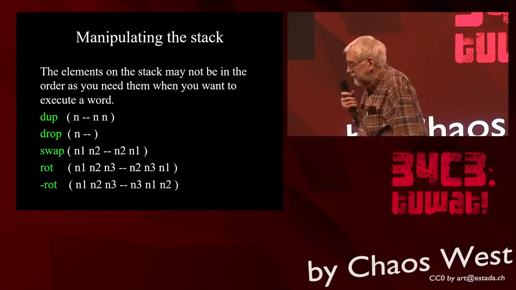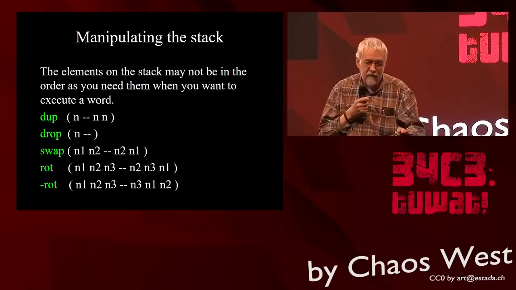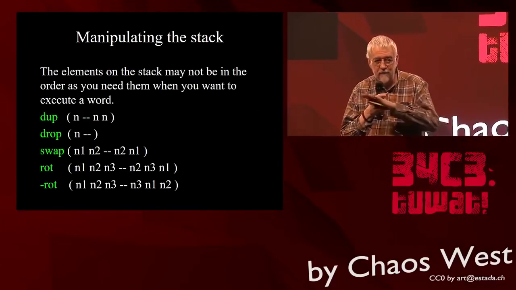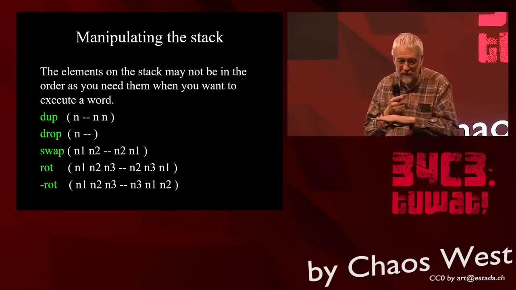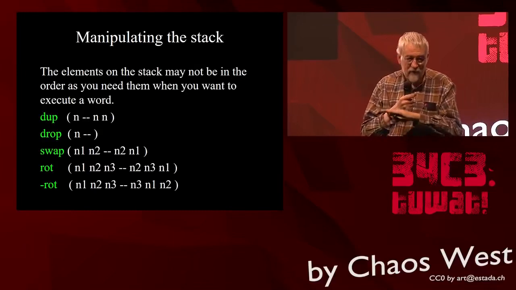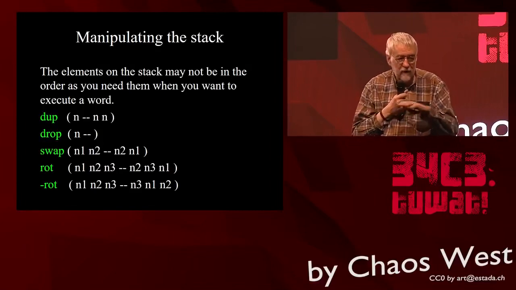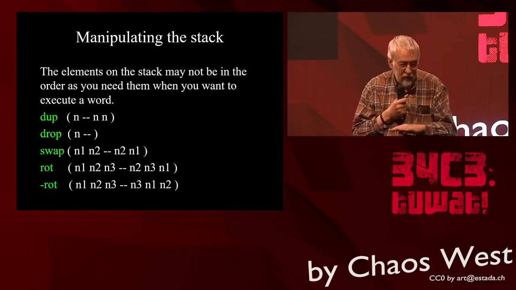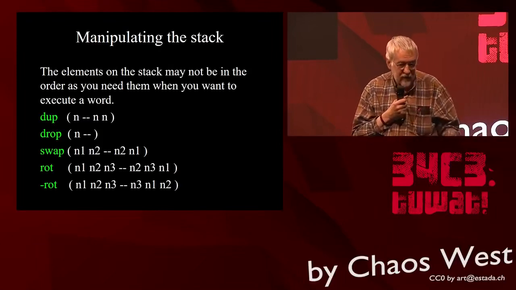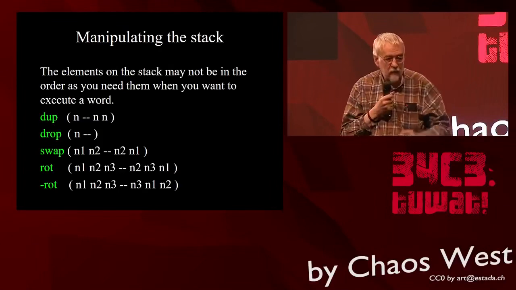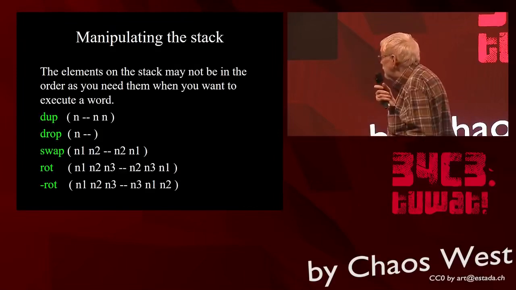Manipulating the stack. The difference between a register-oriented machine and a stack-oriented machine is not as big as you might think. In both cases, you have the difficulty that the parameters you need in order to call a function are not in the order that you need them. In a register machine, you have to exchange registers. On a stack machine, you have to reorder the parameters on the stack. And you have a couple of operations to do that.